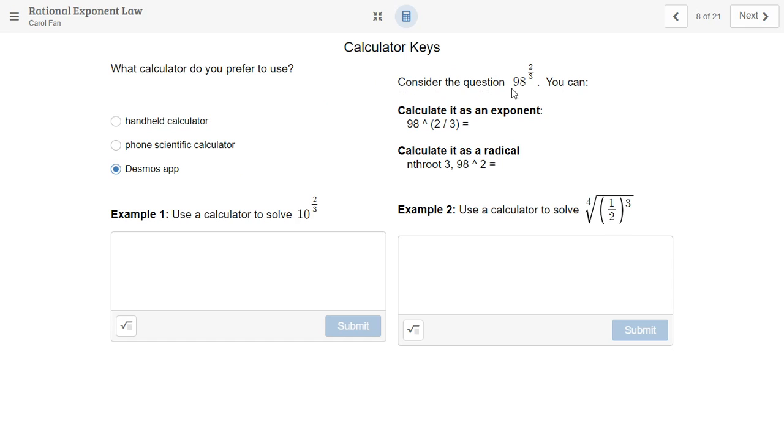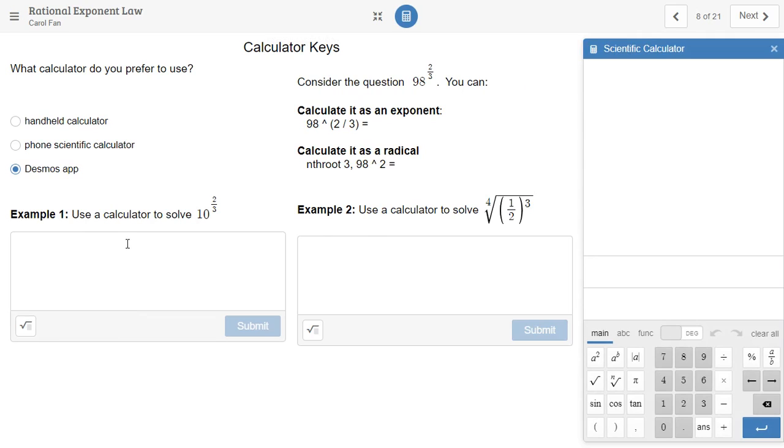Okay, so consider the question. If you have 98 to the power of 2 over 3, you can type it in as an exponent. So if you were to type it in as an exponent, you would have 98 to the power of bracket 2 over 3, so that your calculator understands that this entire thing is your exponent. If you're going to calculate it as a radical, make sure you have the third root and then 98 to the power of 2. Right, so I'm going to show this to you using our scientific calculator here.